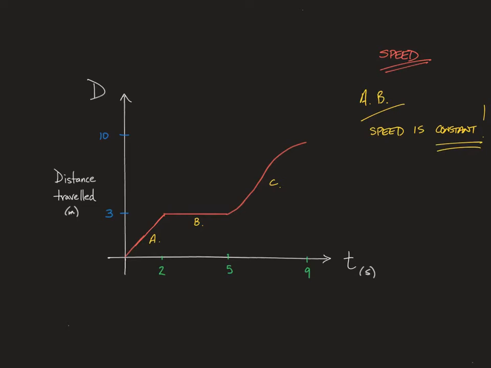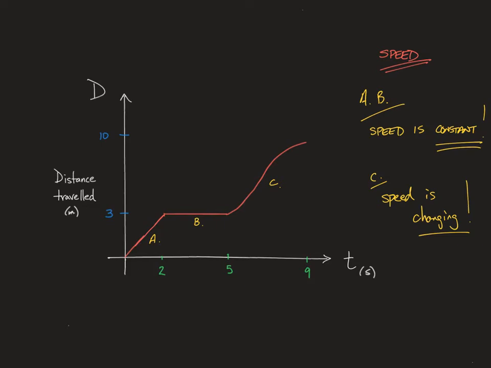Now in A, everywhere in segment A, my speed was the same because I have a line. B almost seems the same, almost even like a trick question at times, but my speed is constant. Throughout that entire segment B, I am traveling at a speed of 0 meters per second. However, when we get down to segment C, we should notice that our speed is changing. So it is not constant.